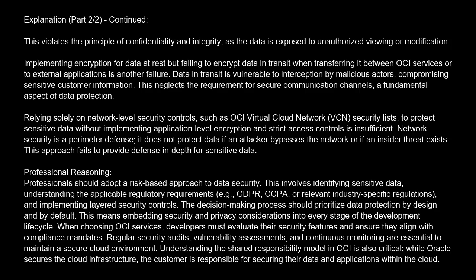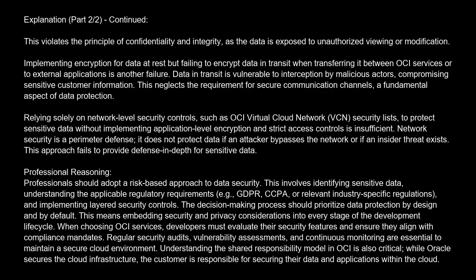Relying solely on network-level security controls, such as OCI Virtual Cloud Network (VCN) security lists, to protect sensitive data without implementing application-level encryption and strict access controls is insufficient. Network security is a perimeter defense. It does not protect data if an attacker bypasses the network or if an insider threat exists. This approach fails to provide defense in depth for sensitive data.